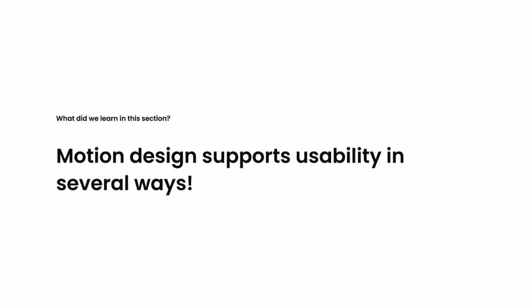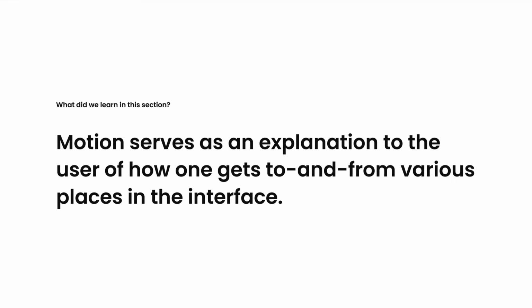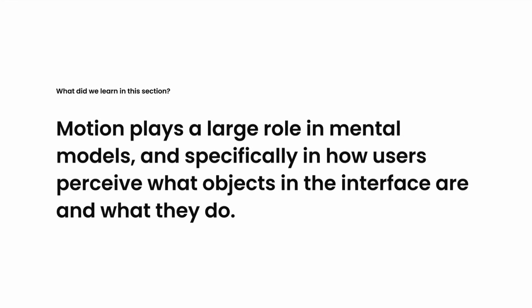And simply put, motion serves as an explanation to the user of how one gets to and from various places in the interface. Motion plays a very large role in mental models, and specifically in how users perceive what objects in the interface are and what they do.